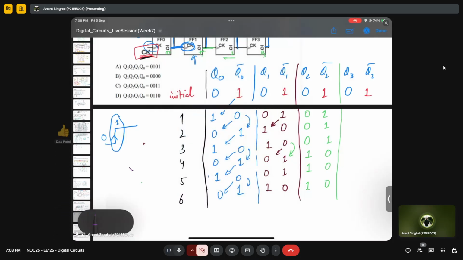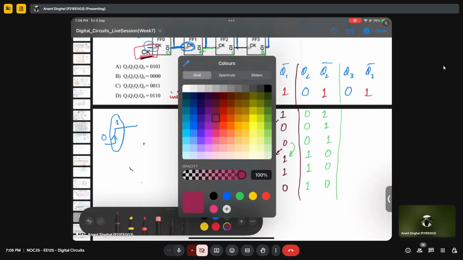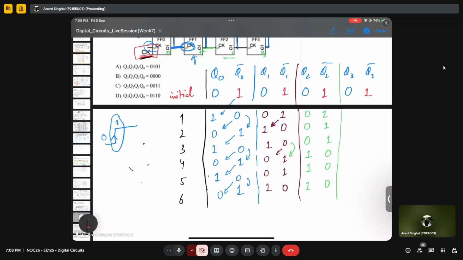Okay, so now the last step comes. You see there is no 0 to 1 transition here. Since the q2 bar is now acting as a clock to this particular flip flop, there is no 0 to 1 transition happening here. So it will always remain 0 1.